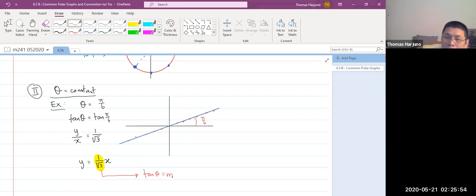Okay, the slope equals tangent theta. So we can say, when theta equals a constant, what does it mean? It means a line passing through the origin with slope equals tangent theta.